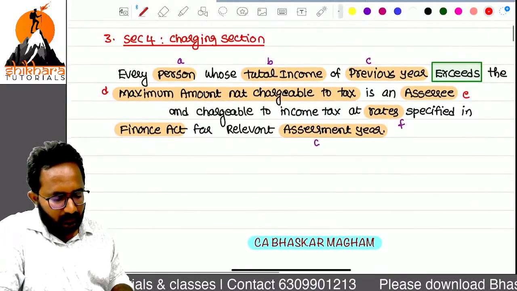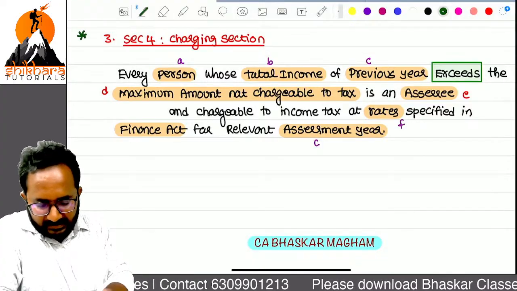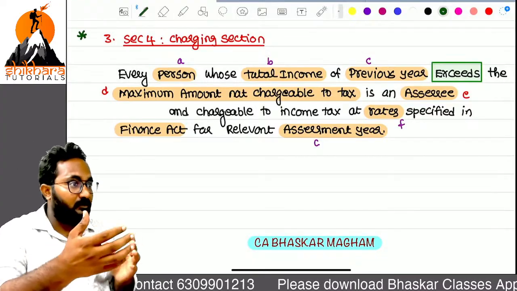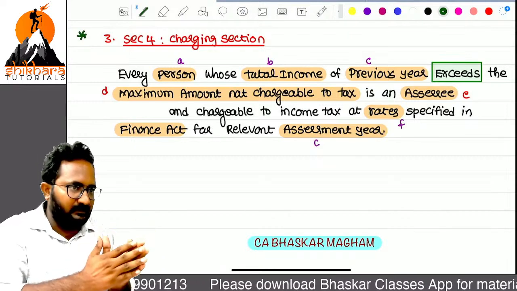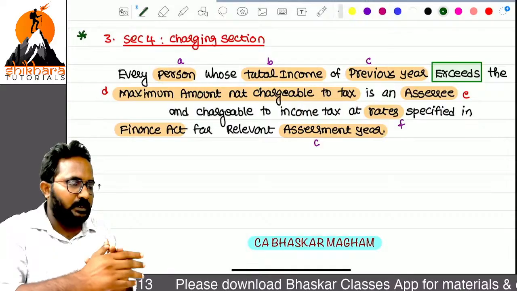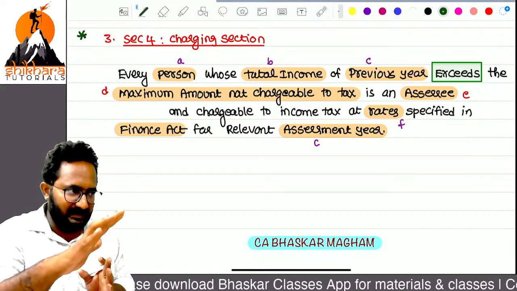Charging section. Sir, why do we need to introduce the charging section in the Act? In GST also we have a charging section. In any tax-related Act, we have a charging section. Without the charging section, the entire Act is not at all useful. I will tell you the reason.